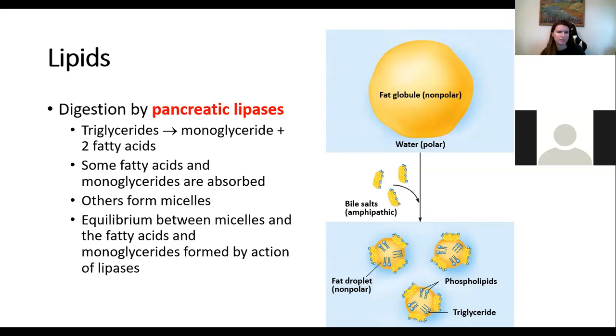And what they're going to do is form something called a micelle. A micelle is kind of like a fat droplet. It's a collection of lipids in a little bubble. So you're going to have both free fatty acids and these little clumps in micelles. And basically, as you absorb more of the fatty acids into your cells, you're able to chip away at the micelles and get more and more particles out of them.